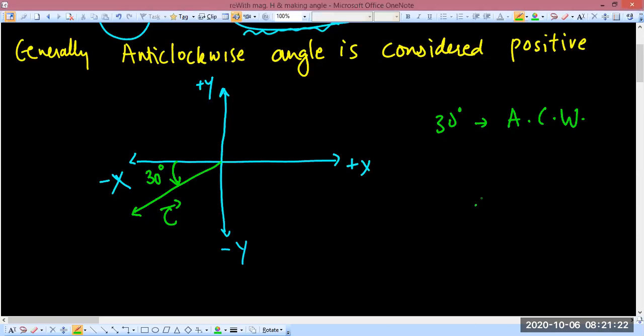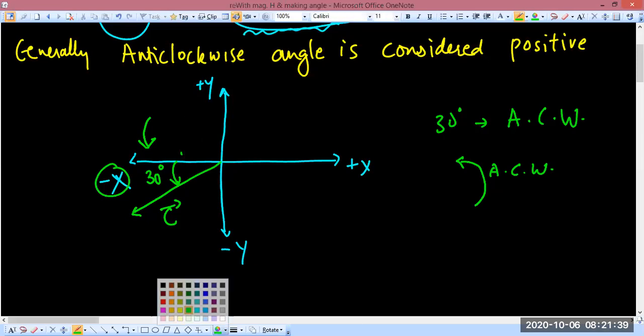Everyone, anti-clockwise is this way. I hope you understand that. So from the negative x-axis, you go anti-clockwise like this. That's why 30 degrees here. This would be clockwise, right? So if you are thinking that this vector should have been here, that's wrong, because that would be clockwise 30 degrees.